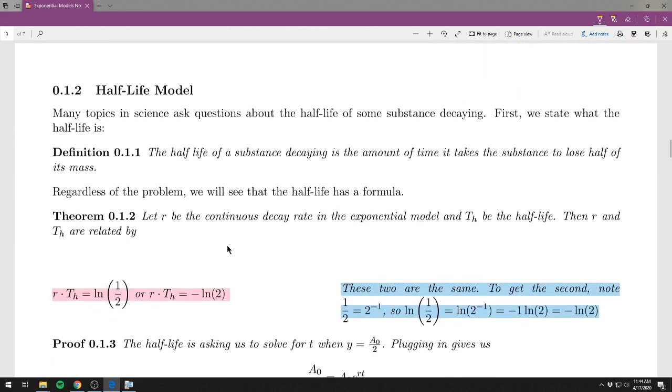All right, the next section is more specific. It very much relates to exponential decaying, so when our R would be negative. It's called the half-life model. Some of you may very well know what half-life means already.